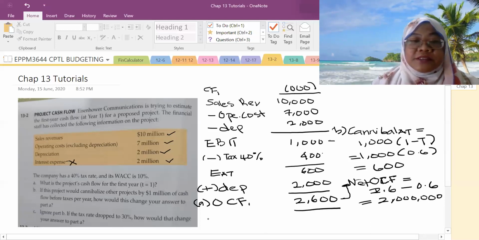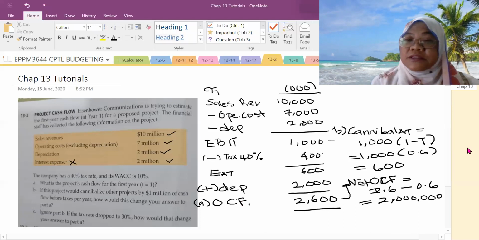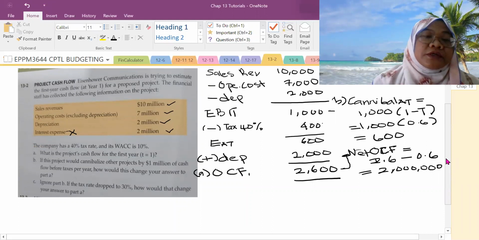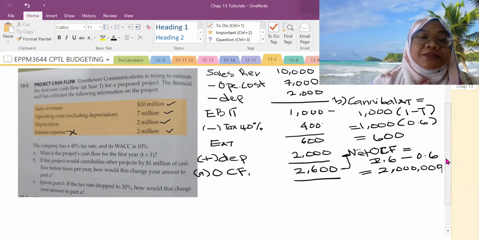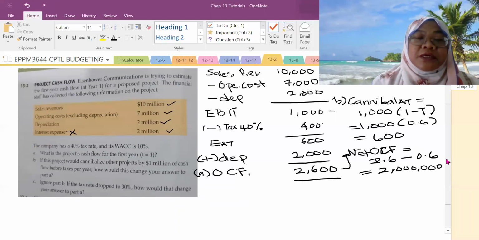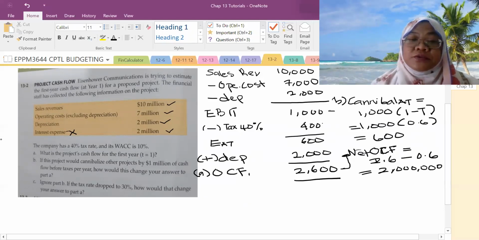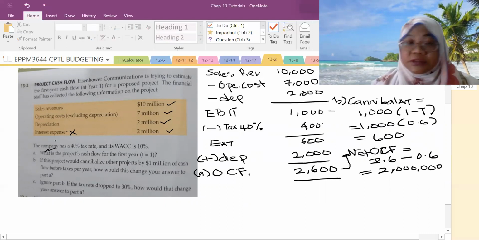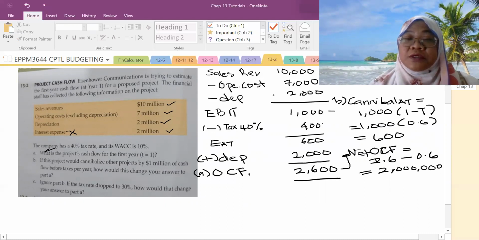Next is C. C is asking you to do what? If ignore part B, if the tax rate drop to 30%, how would that change your answer to part A? Okay, so basically, kat sini dia akan berikan certain scenario sebab dia ada what if, right? So what you need to do is just look at the equation just now. This thing that kita dah work out before this.